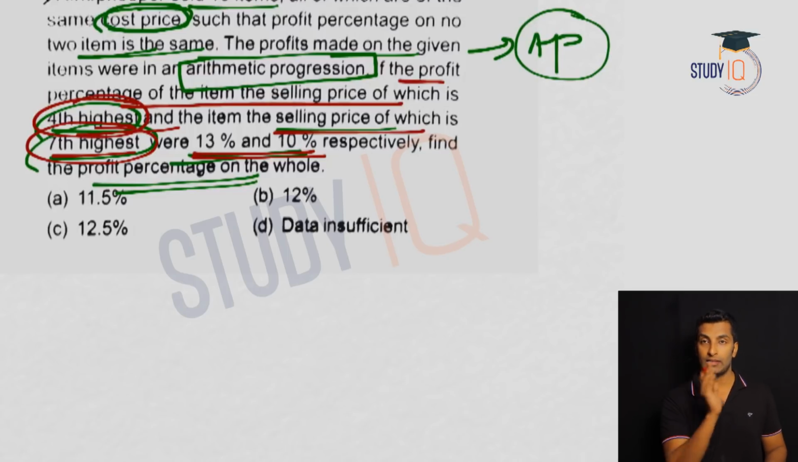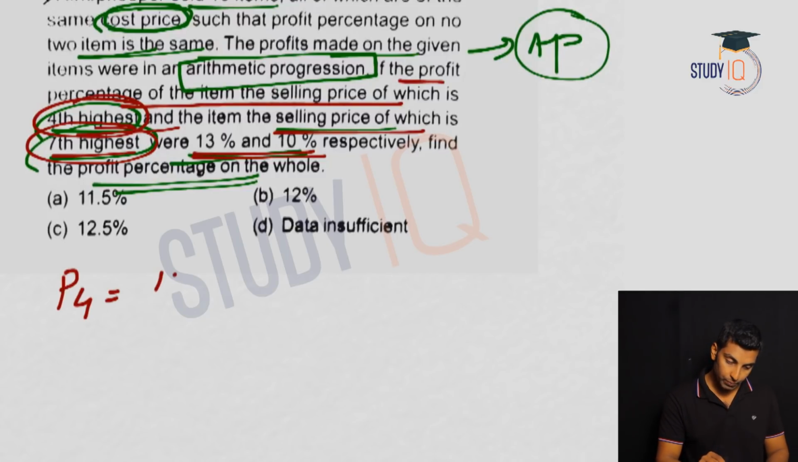Profit is also the same. Since cost price is same, selling price will also make an AP and profit also will make an AP because the common difference will be same in any way, right? Okay, so let me take this as P4 is equal to 13% and P7. Okay, I'm talking about seventh term and fourth term. Here 13% and 10%.